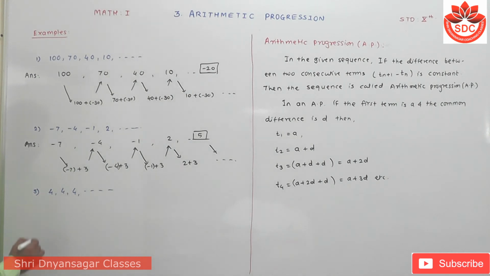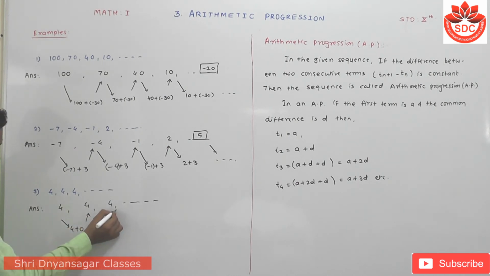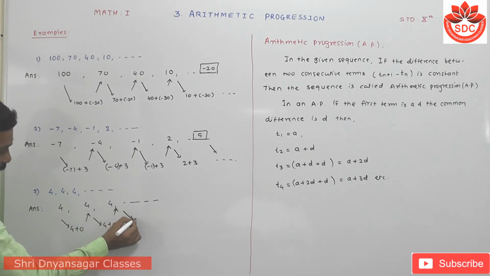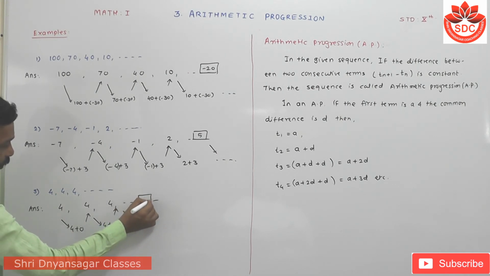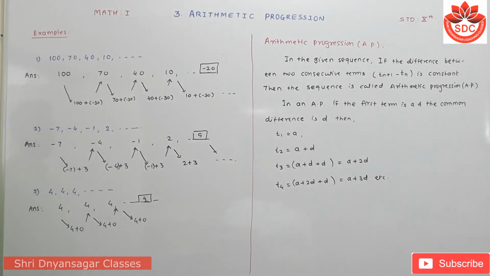When you observe carefully this example, which type of sequence is this? Constant sequence. Now when you add 0, we get 4. Again you add 4 plus 0, we get 4. Again you add 4 plus 0, we get also here 4. So such a type of sequence is called a constant sequence.